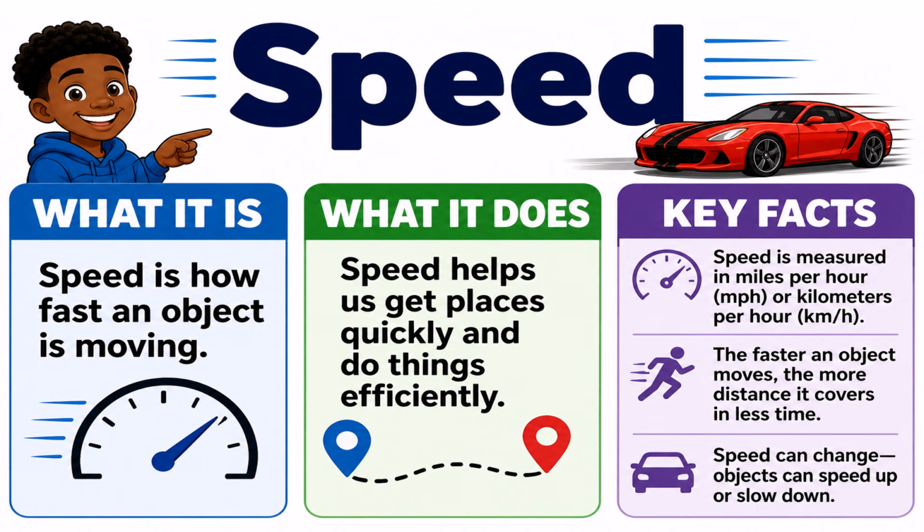Speed. Speed is how fast an object is moving. Speed helps us get places quickly and do things efficiently. Speed is measured in miles per hour or kilometers per hour. The faster an object moves, the more distance it covers in less time. Speed can change. Objects can speed up or slow down.